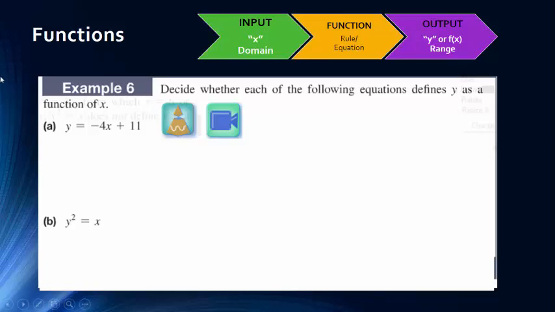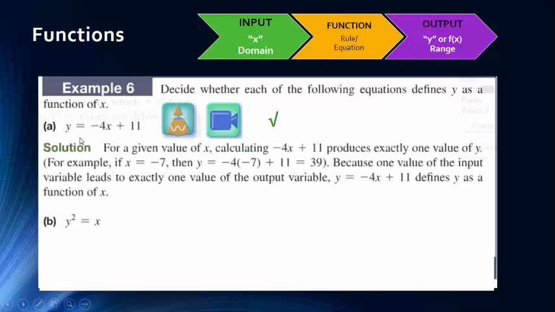So what about A? y equals negative 4x plus 11. Is this CISO? Same input, same output, which makes it a function. Or CIDO? Same input, different output, and it's not a function. Well, every time I put 1 in here, I get negative 4 plus 11, which is 7. I'm going to get the same thing. So this is indeed a function again, because every time I put the same thing in, I'm going to get the same value out.